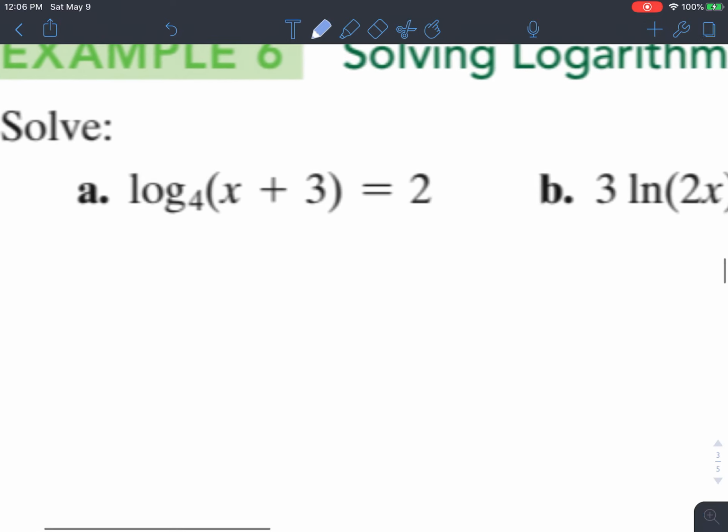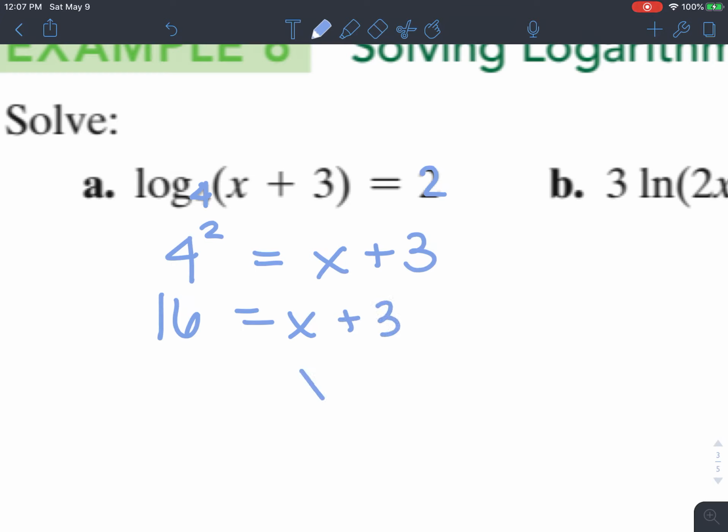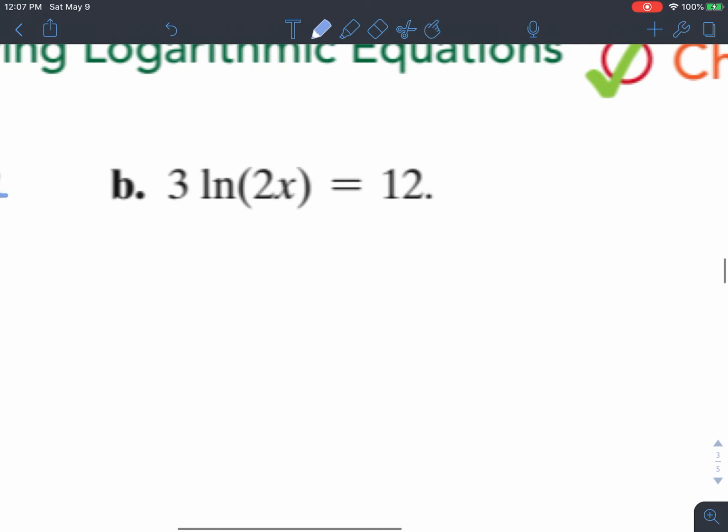Okay, let's try one. Let's look here. I have one log on the left side, so that's good. I can change this to an exponential equation right now by saying 4 squared equals x plus 3. That's 16. Subtract 3, 13. I'm done. Okay, let's look at this next one. You actually have some options here, but I'm going to say let's divide by 3 first.